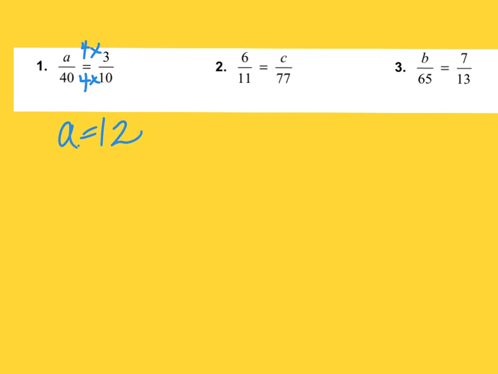And this one I'm going to go from 11 to 77. I'm going to think 11 times 7 equals 77. So 6 times 7 will give me c equals 42. In this last one, 13 times 5 gets me to 65. So 7 times 5 will give me the value of b, which is 30.